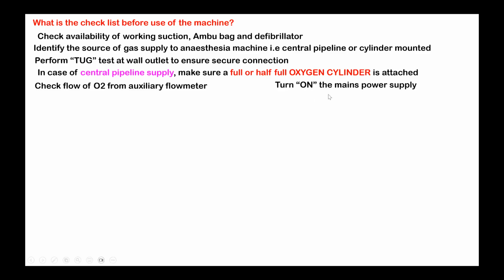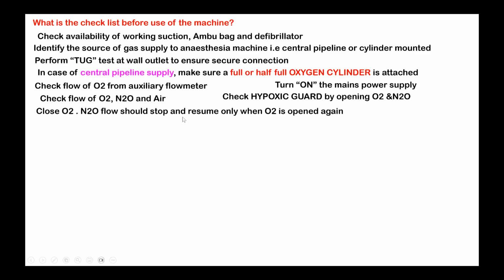Turn on the mains power supply. Check for oxygen, nitrous oxide and oxygen flow through the flow meter. Check for hypoxic guard by opening oxygen and nitrous oxide. Close oxygen, nitrous oxide flow should stop and resume only when oxygen is opened again. So this is the common method of testing.